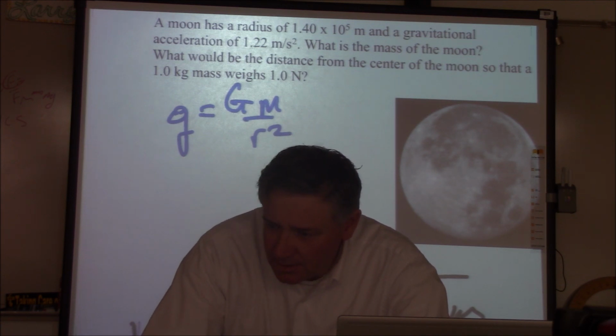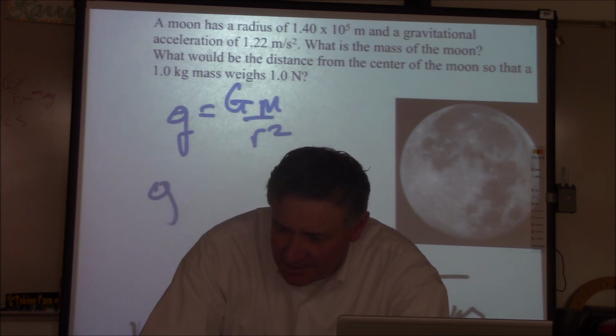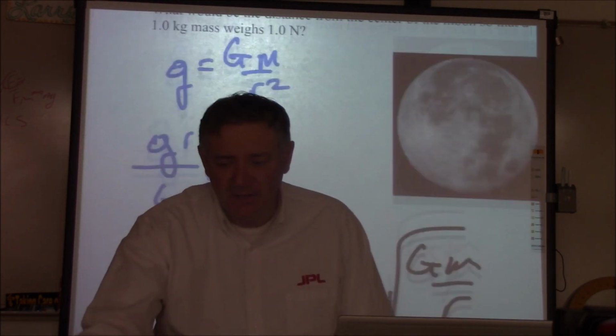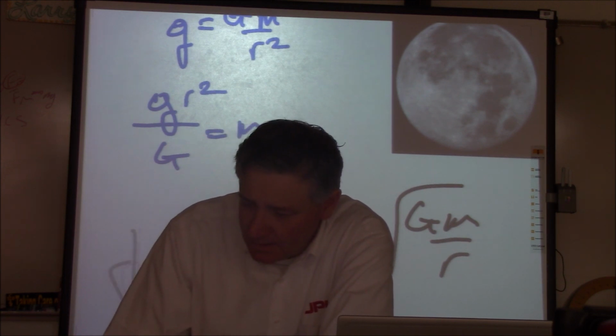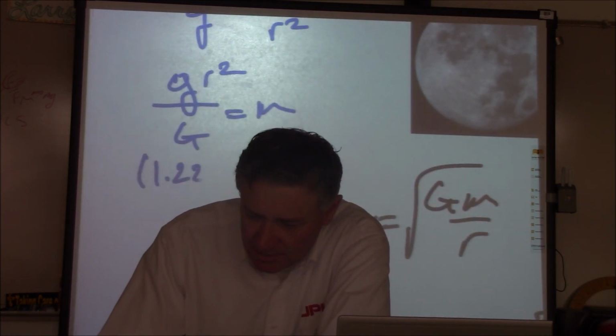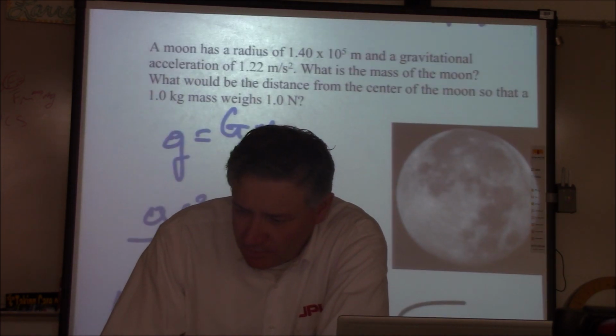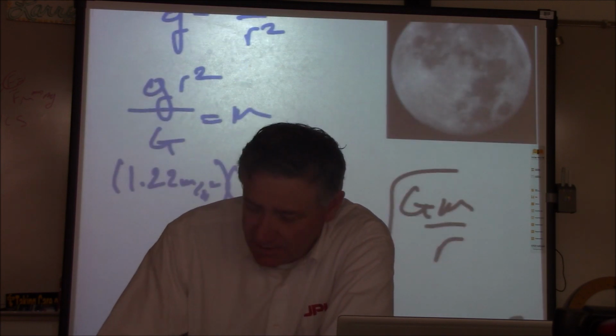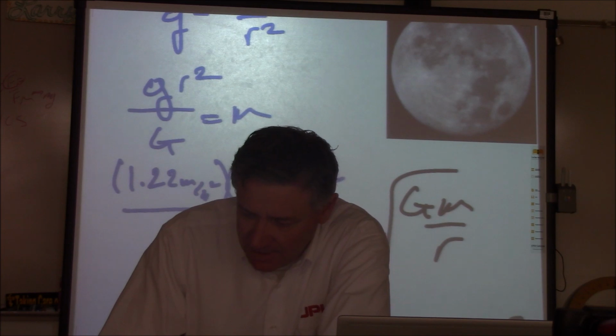So here we go with the pirate. So it's going to be g r squared divided by big G, boom. There's going to be my mass. Okay? No worries right there. So here's what we've got. We're going to have little g, which we said was 1.22 meters per second squared. We got the radius, 1.40 e to the 5th, and that's going to get squared. And then we're going to divide that by big G.